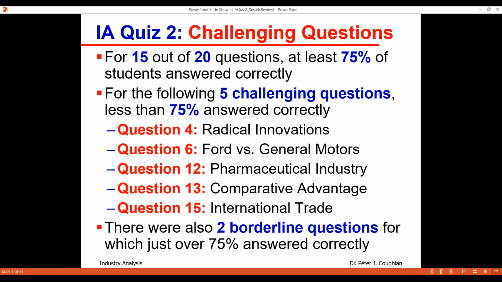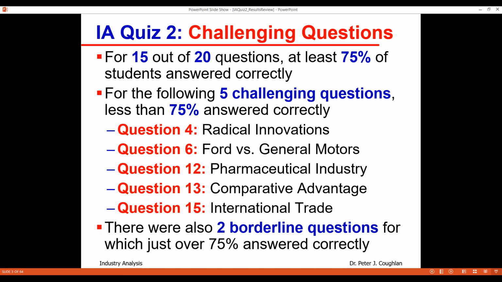Also like Quiz 1, in Quiz 2 there were 15 out of the 20 questions that seemed not to be overly challenging. At least 75% of the students answered those correctly. But there were 5 challenging questions for which less than 75% answered correctly. These were question 4 on radical innovations, question 6 on Ford versus GM, question 12 on the pharmaceutical industry, question 13 on comparative advantage, and question 15 on international trade. There are also 2 borderline questions for which just over 75%, somewhere between 75 and 85%, answered correctly.